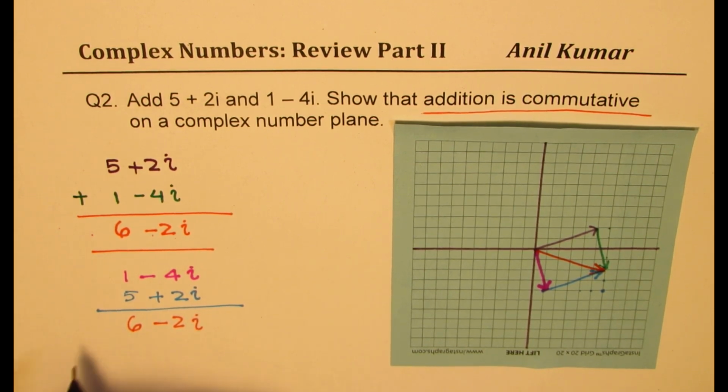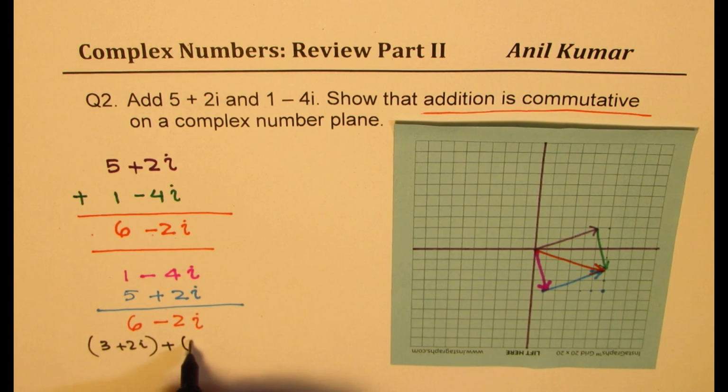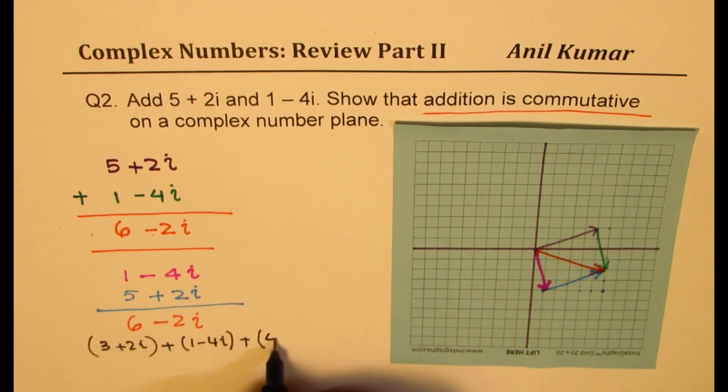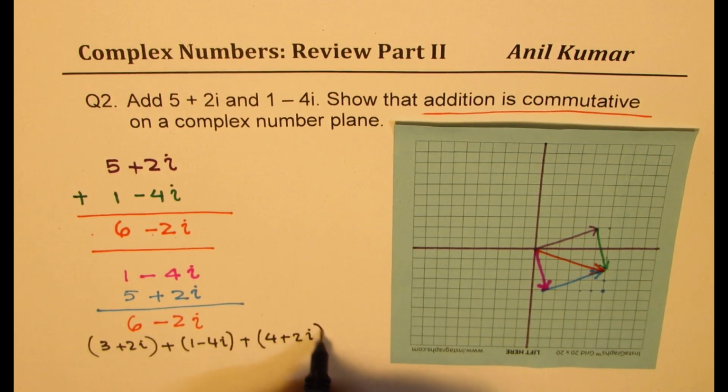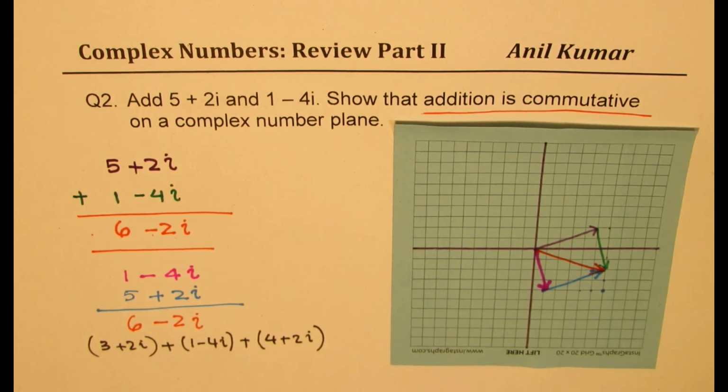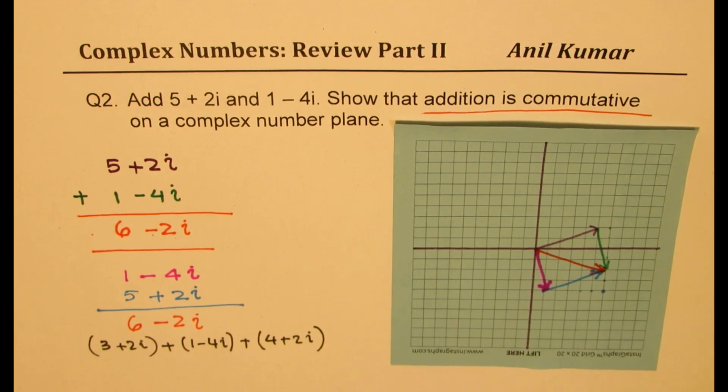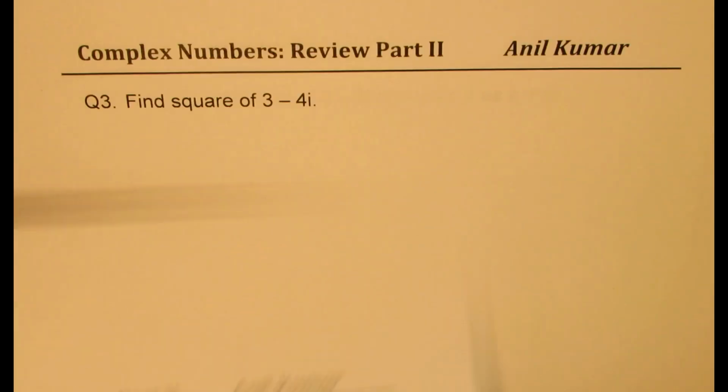So that is to show that, let's say you take 3 plus 2i plus 1 minus 4i plus 4 plus 2i. Okay? So show that addition is associative using these vectors. Okay, let's move on and take question number 3.